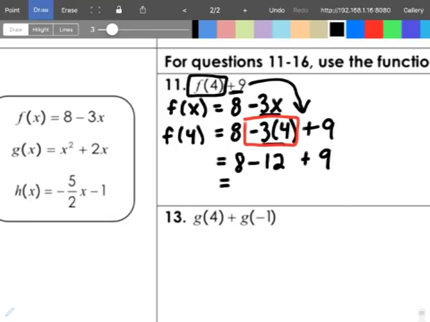Okay, now I can always add and subtract left to right. I don't have to add first. You never have to add first. You can always go left to right when you're just left with addition and subtraction. So 8 minus 12 is negative 4, but I still have that plus 9. So that's 5. So that's my answer there.